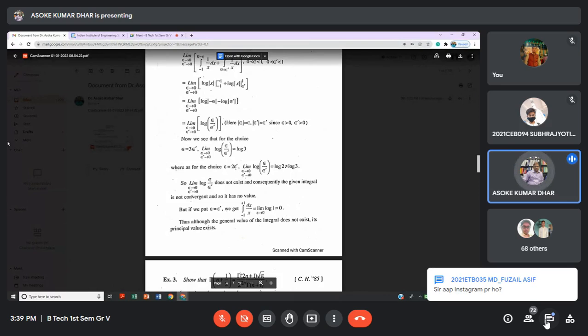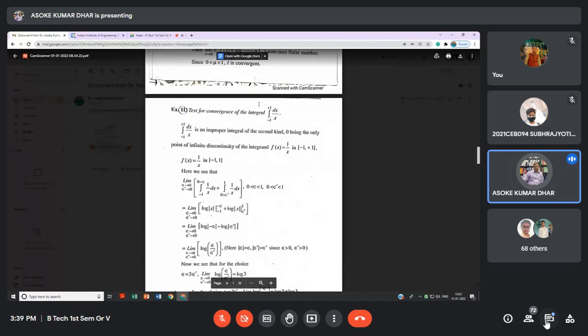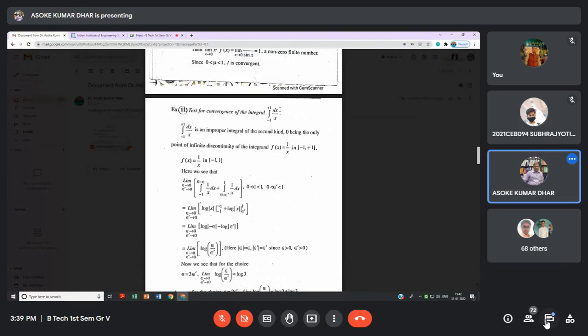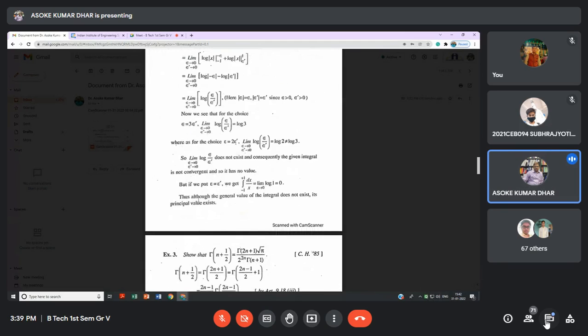So this type of problem you may try also by replacing it with the integral from -1 to 1 of dx by x cube. So you may try another problem of the same nature. That is, the principal value exists, but the Cauchy general value does not exist, replacing x by x cube. But if you take x squared, or x to the 4, an even power, then it always converges.